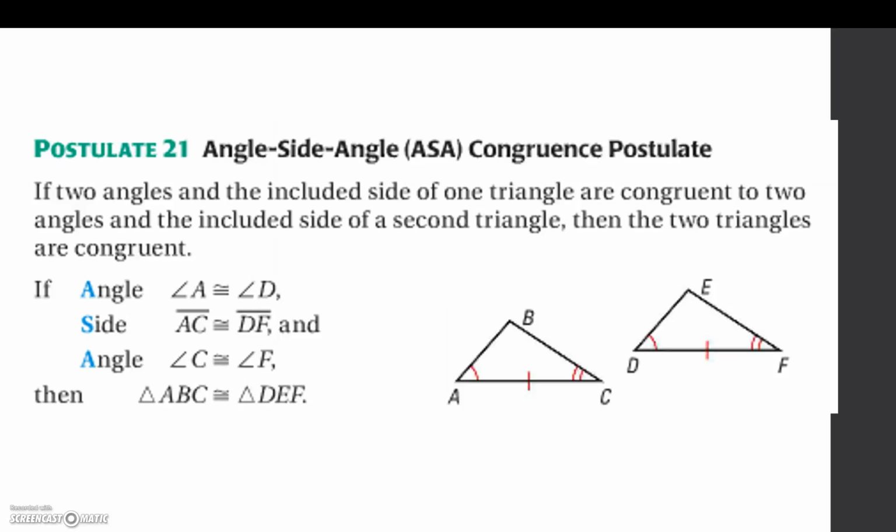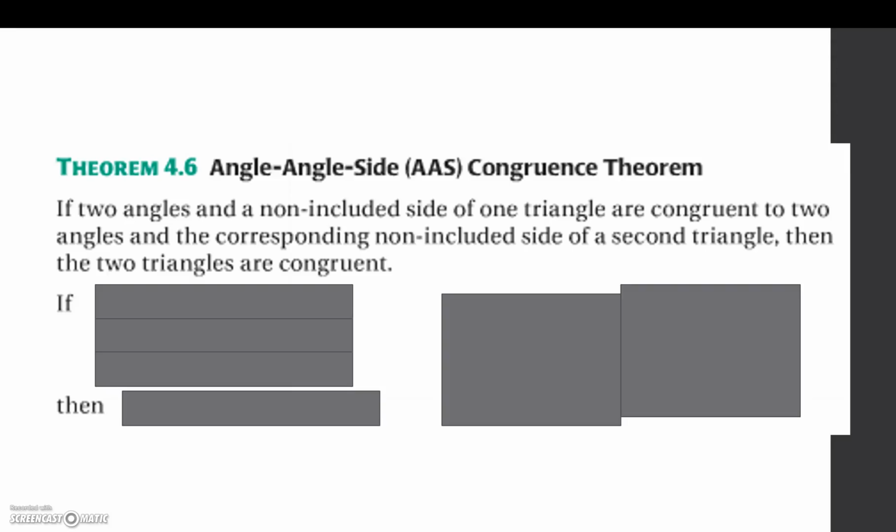So as we've seen before already, we've seen side, side, side, where all three sides are the same. Side, angle, side, where we have the angle in between. Hypotenuse leg deals with the right triangles, and then we have these guys here, which is angle, side, angle. All right, we've got one more to go, and that's the angle, angle, side.